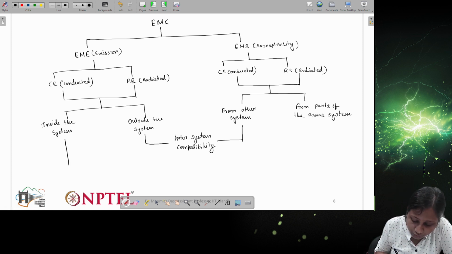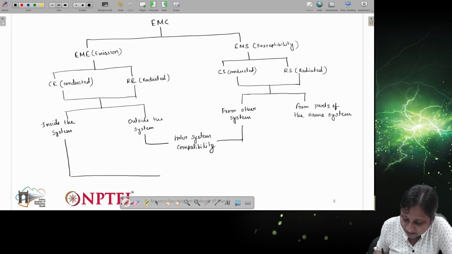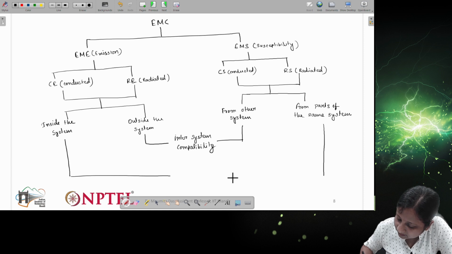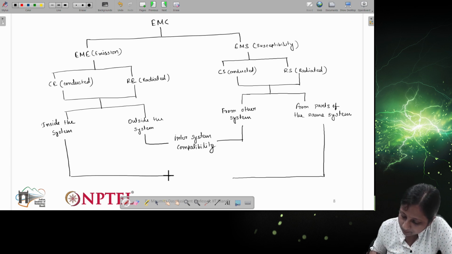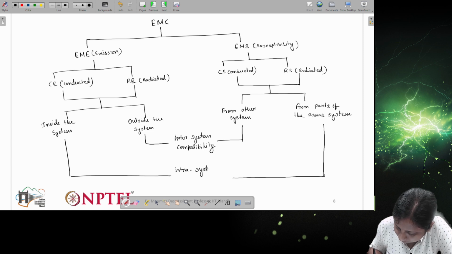Now if it is within the system itself, like some part inside the system is causing this electromagnetic radiation, and that may damage some other part, then we have to make sure that is also not happening, and that is known as intra-system compatibility.